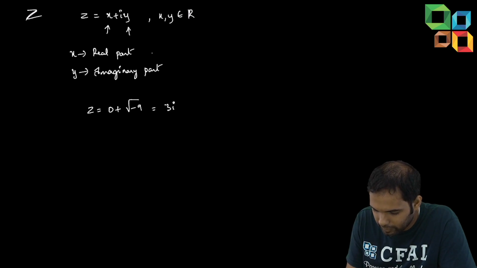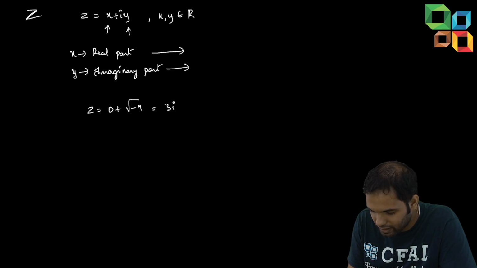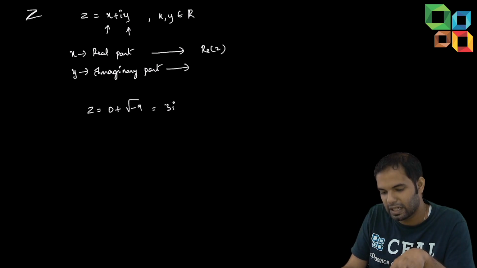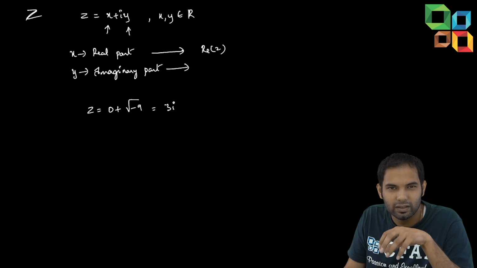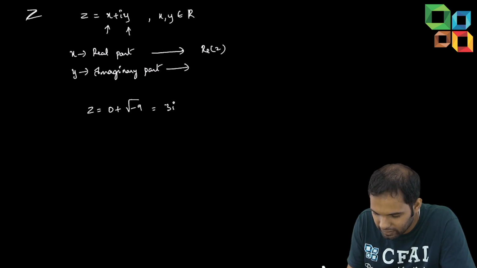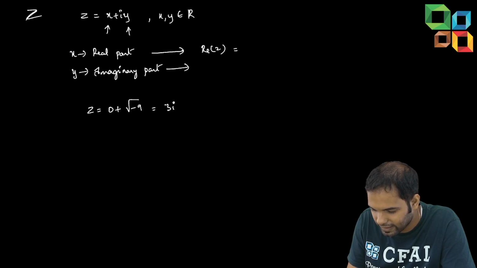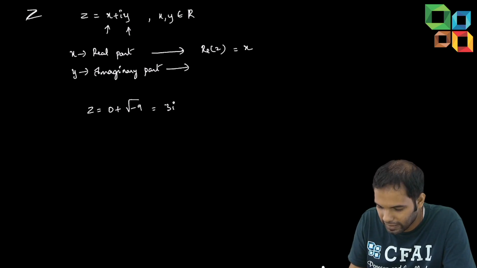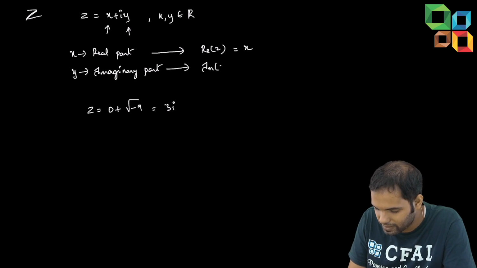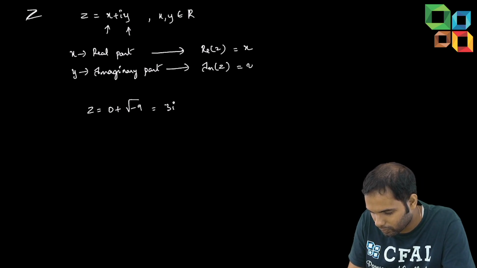So let me just give you some standard notation. The real part is sometimes written like this. If I say Re of Z, that means write the real part of the complex number. In this case, the original complex number was x, so this would be x. And for the imaginary part, we usually use Im, which denotes the imaginary part. So this one.